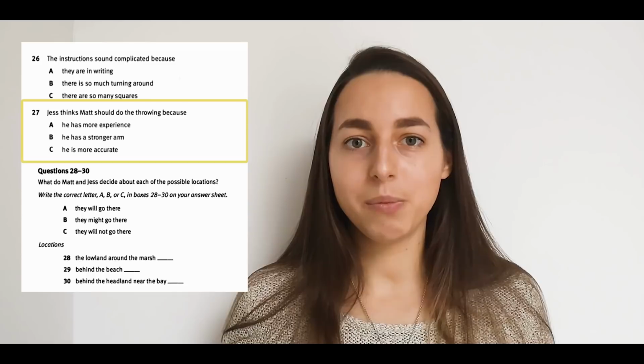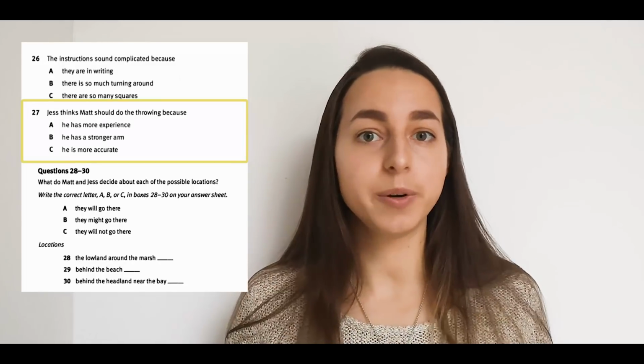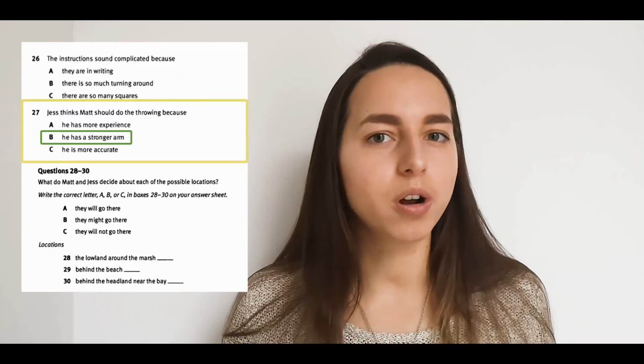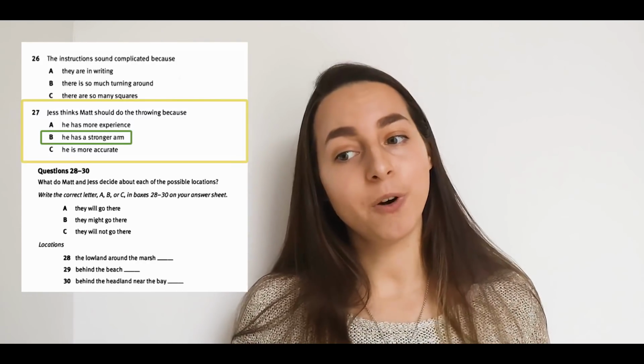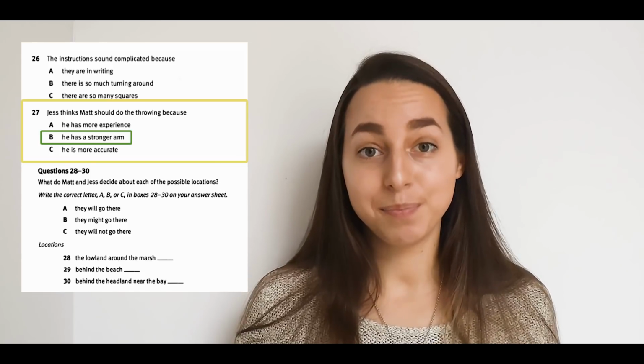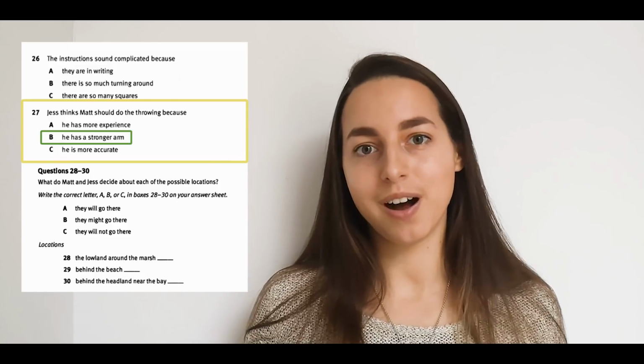So Jessica will be more accurate at taping the squares, whereas Matt will be better at throwing because he has a stronger arm. And therefore, question number 27 has the correct answer B. Matthew has a stronger arm.